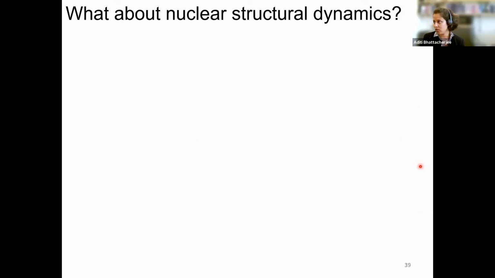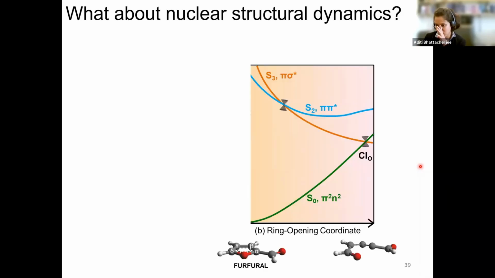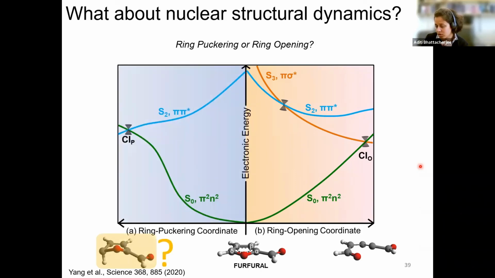In particular, what about nuclear structural dynamics? To illustrate this case further, I showed you just one side of the problem, just the ring opening coordinate for furfural. It turns out there's an orthogonal coordinate, which is the ring puckering coordinate. In this case, there is no crossing with the pi sigma star state, okay? So here the photoexcited molecule evolves on the initially excited pi star state, undergoes a direct conical intersection with the ground state that safely deposits the molecule back in the ring closed form. Okay, and the structure of the molecule at this conical intersection is distorted, which is called a puckered ring structure.